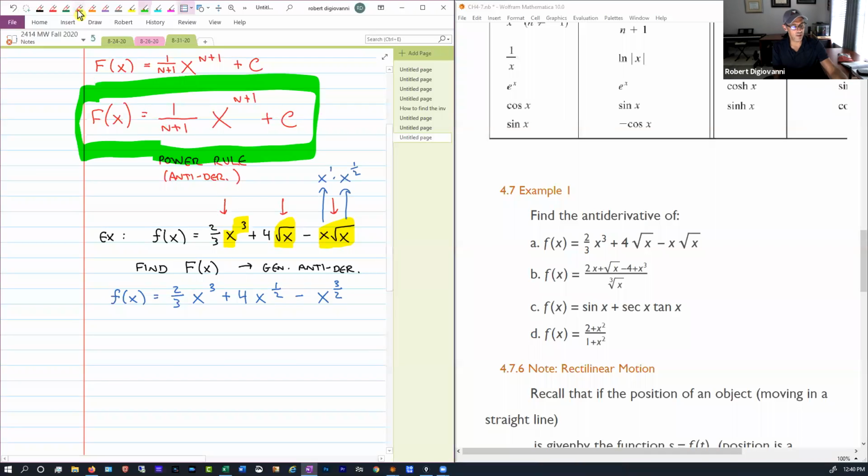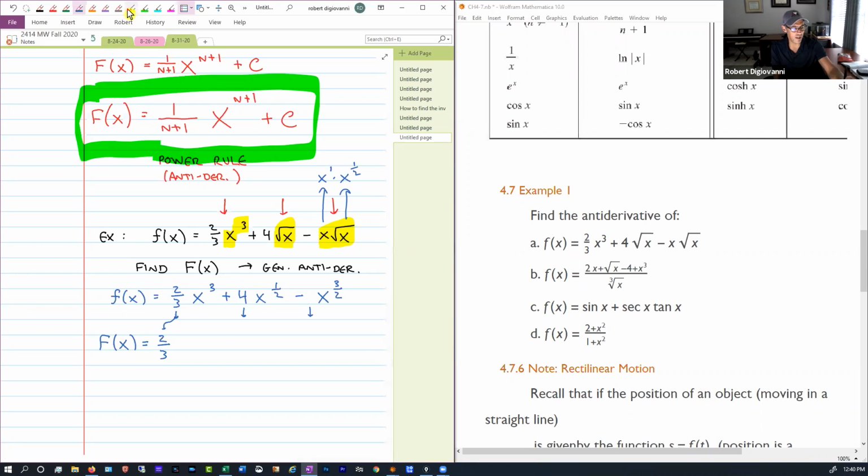Now, what do we do with constants? That's the question we need to discuss first. In Cal 1, when you had a constant in front of a function and you took the derivative, the constant just kind of came along, right? Same thing with the antiderivatives. All of these constants are just going to come along for the ride. Any constants in front. So the 2/3 is coming along for the ride.